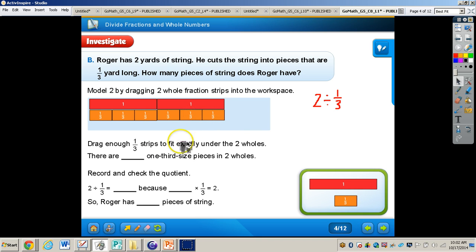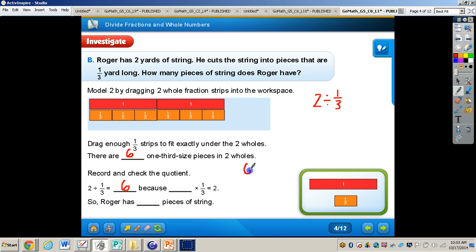Okay, so easily we can see that there are 6 1/3 pieces in 2 wholes. Therefore, 2 divided by 1/3 does give us 6. Alright, now we can check this.